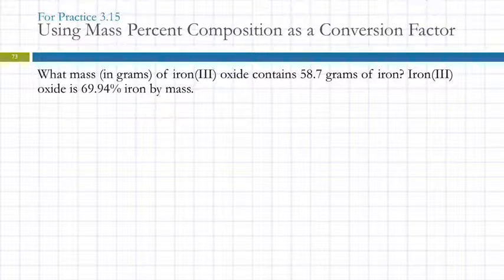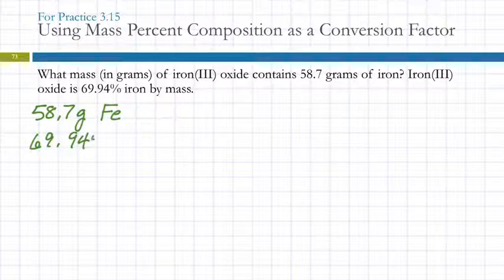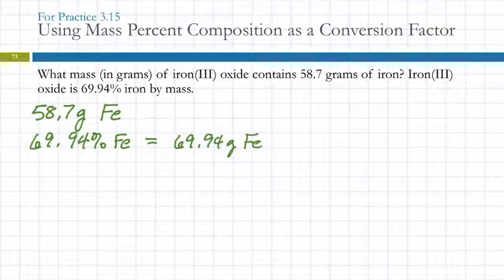What mass in grams of iron 3 oxide contains 58.7 grams of iron? Iron 3 oxide is 69.94% iron by mass. Well, we've got 2 numbers here. We've got 58.7 grams of iron, and then we're given a percentage, 69.94% iron. Let's write that in a different way. That's 69.94 grams of iron out of 100 grams of compound.